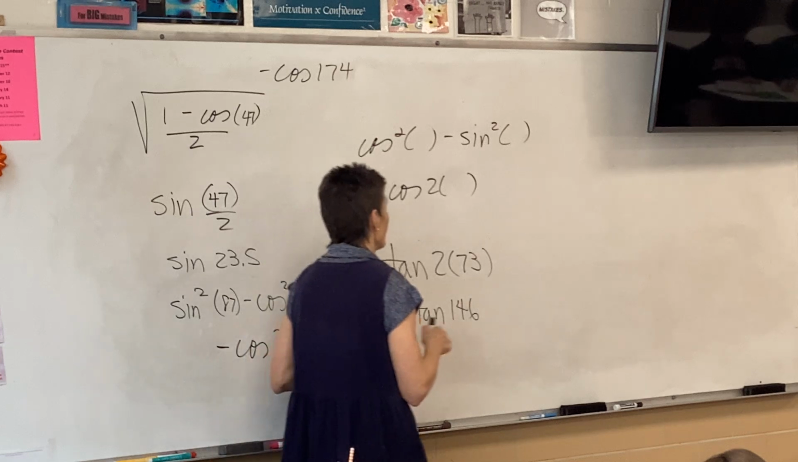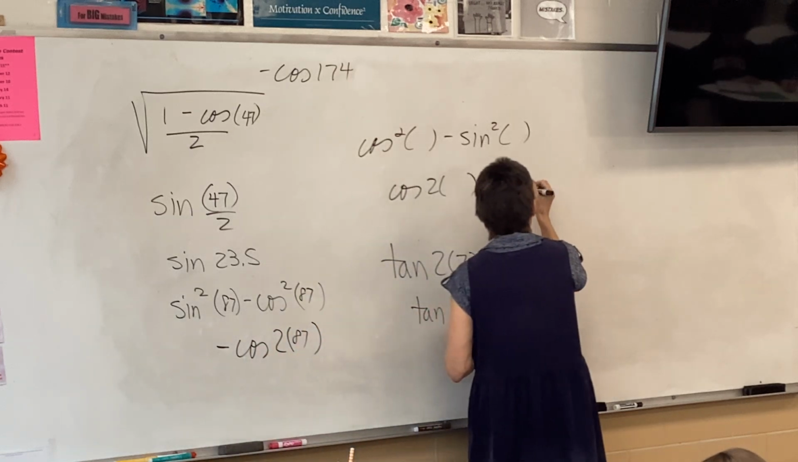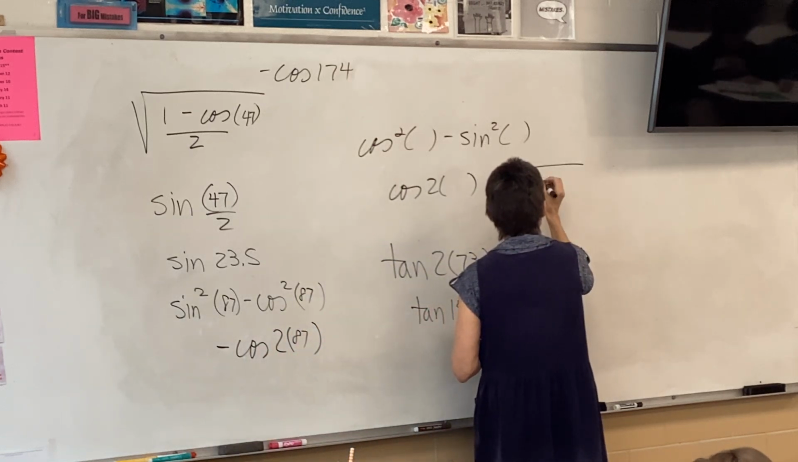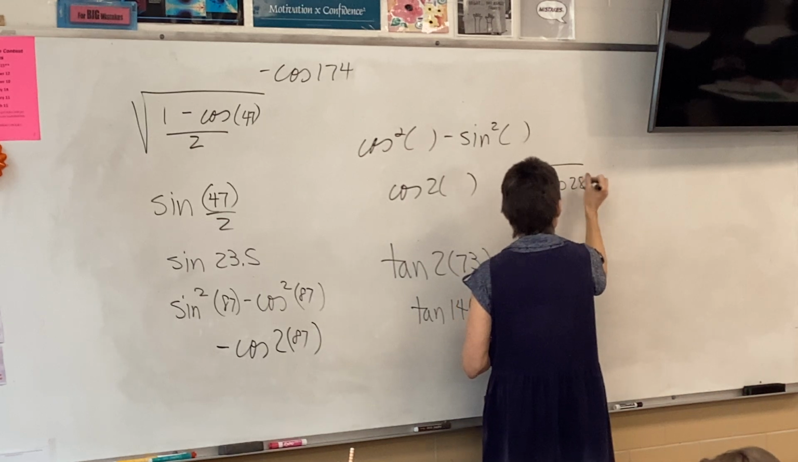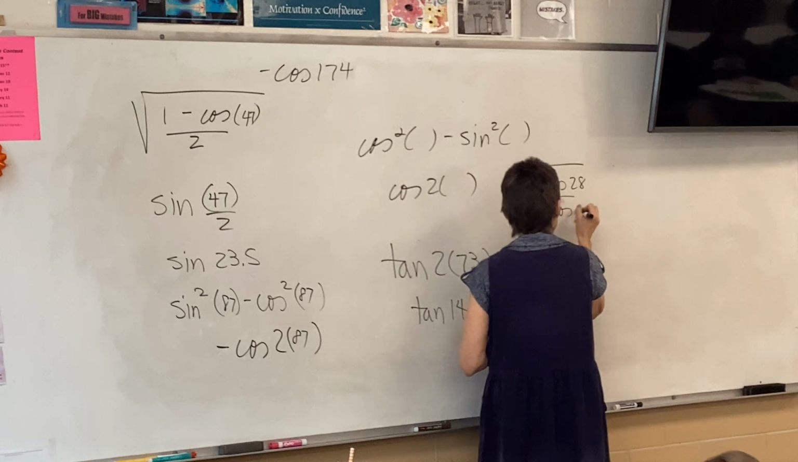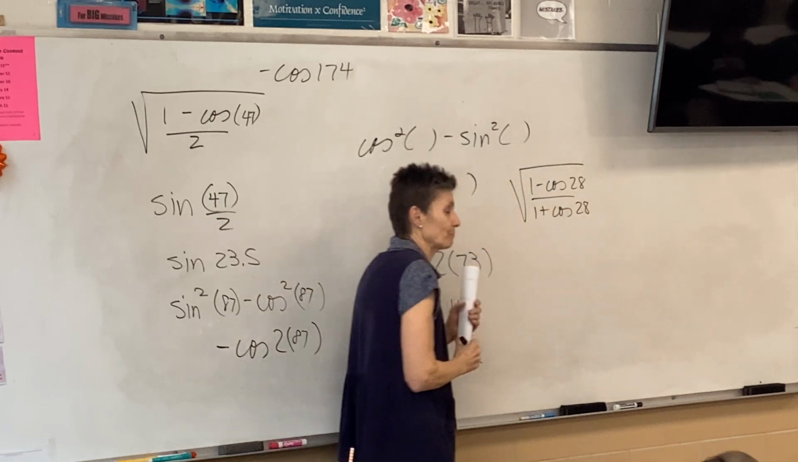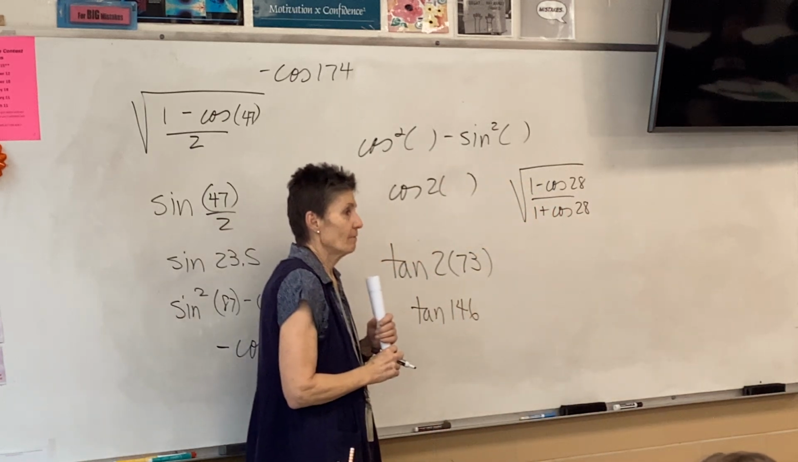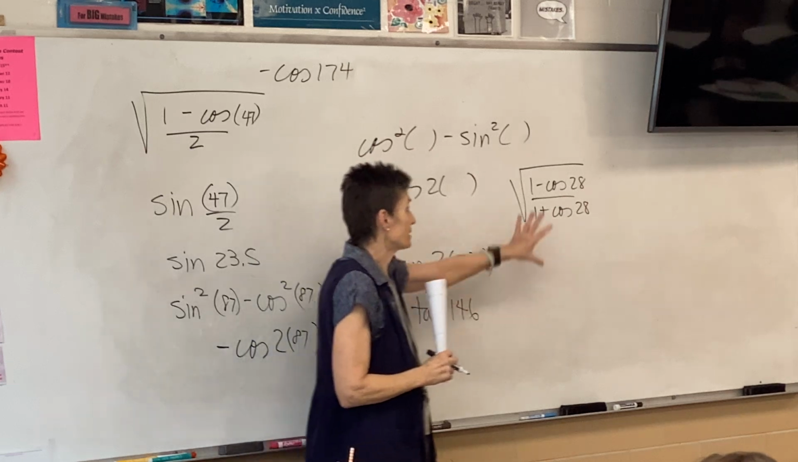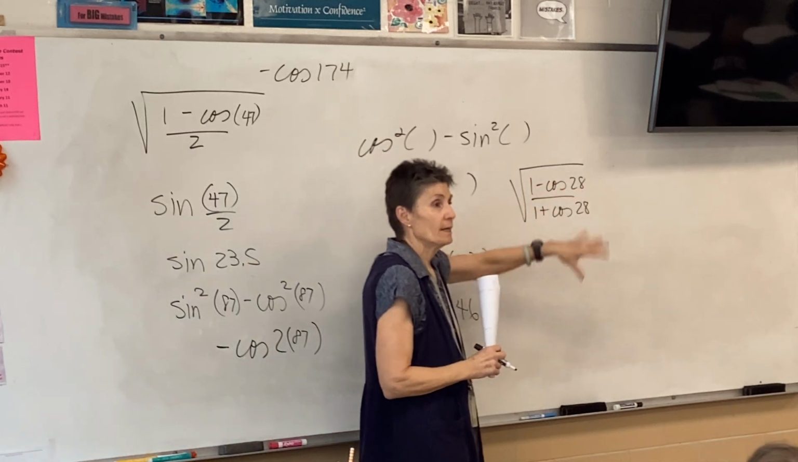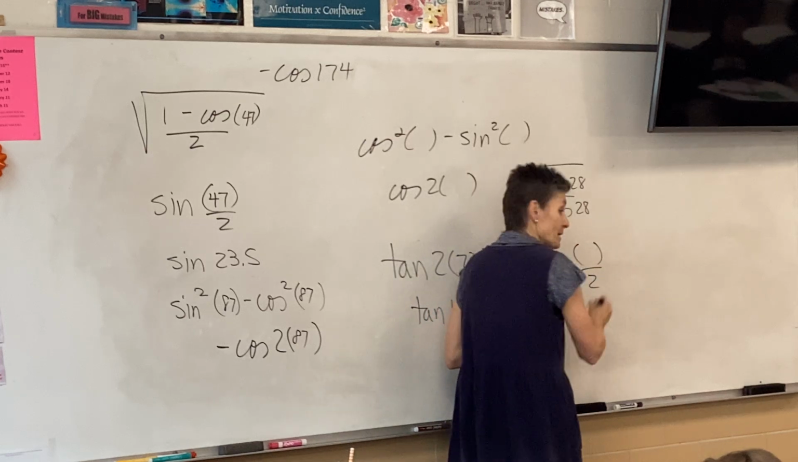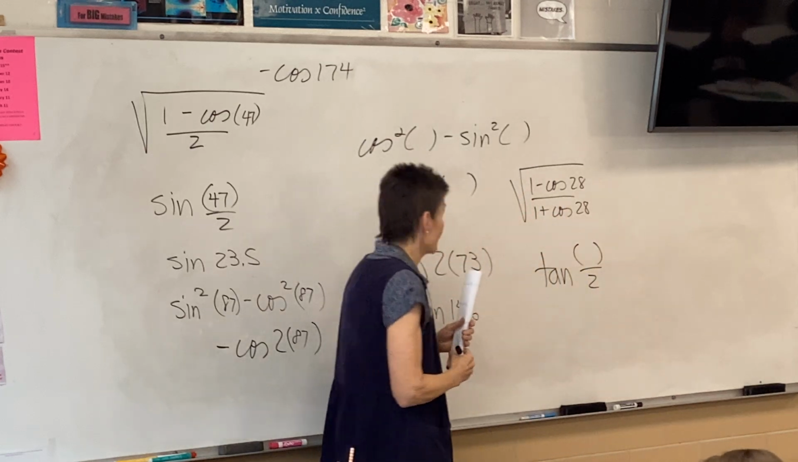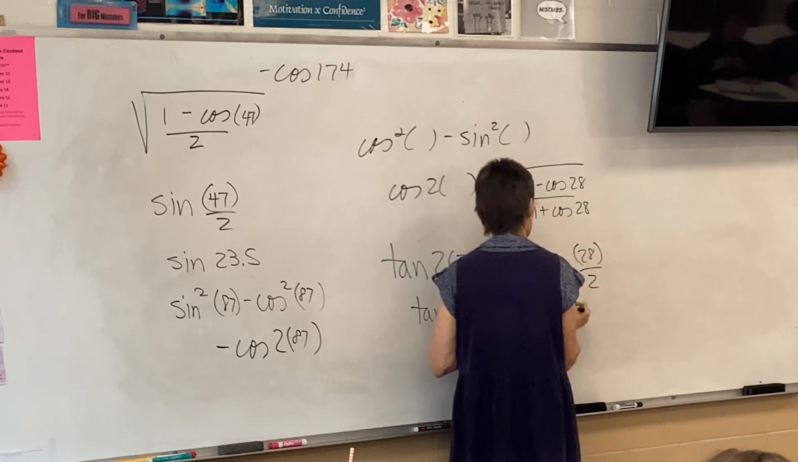Let me give you one more. What is the square root of 1 minus cosine 28 over 1 plus cosine 28? Find the formula first. It's the tangent of theta over 2, your angle divided by 2. It's 14. So this would be the tangent of 14, that's exactly right.